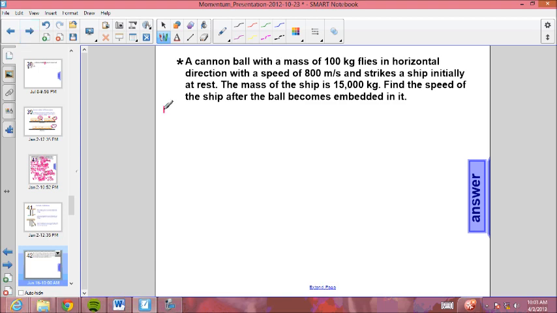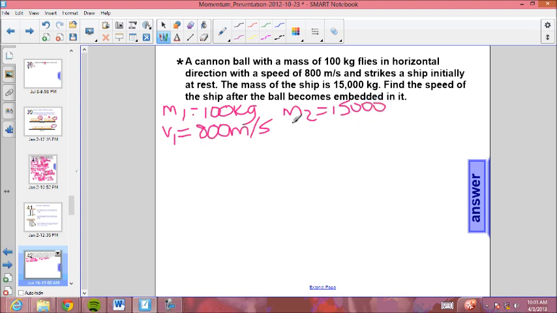So our m1 is 100. The velocity of it is 800. Our m2 is 15,000. And our velocity of the ship in the beginning was 0. So again, now we're looking for v prime. We're looking for the velocity of both of them together at the end.